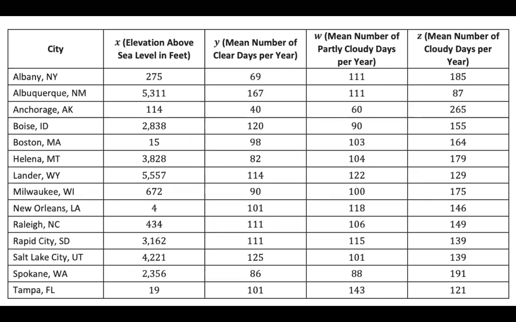All right, so if we look at it, these are all cities in the United States, and it talks about their elevation above sea level and the number of clear, partly cloudy, and cloudy days. So the table here and the graph that we will look at are going to try to connect whether elevation has anything to do with the amount of clear, partly cloudy, and cloudy days per year.